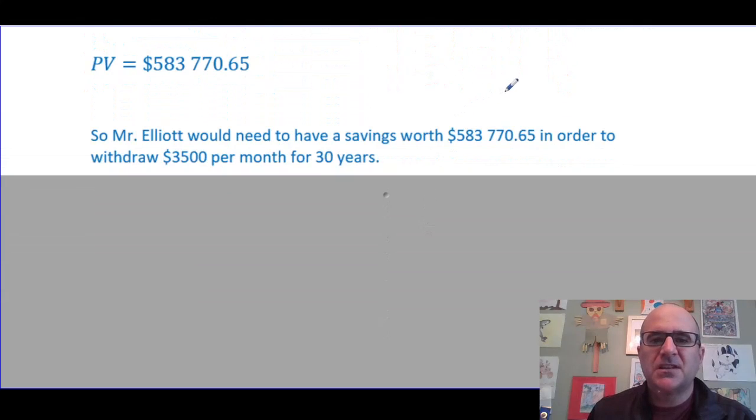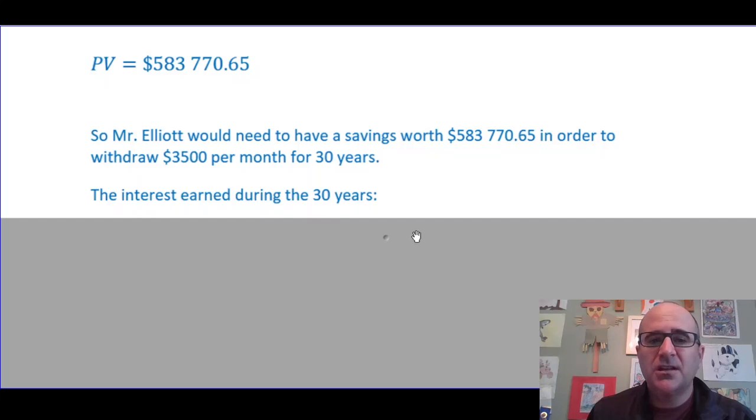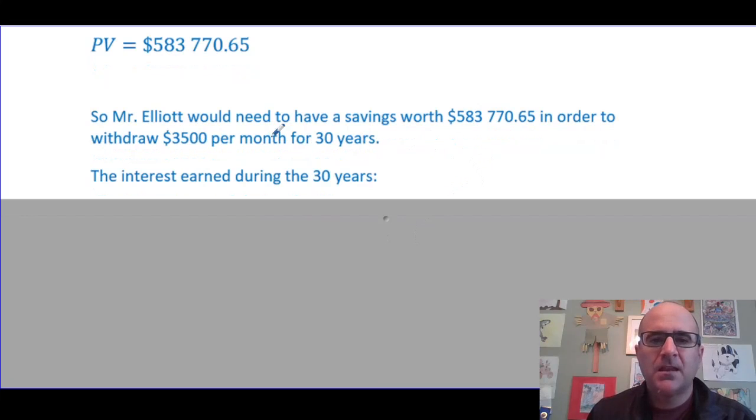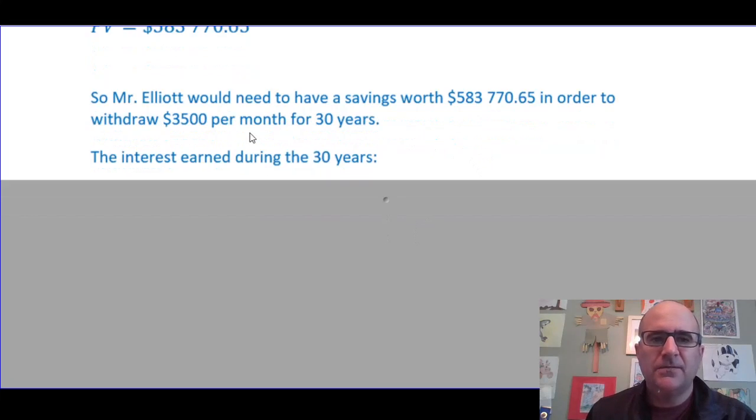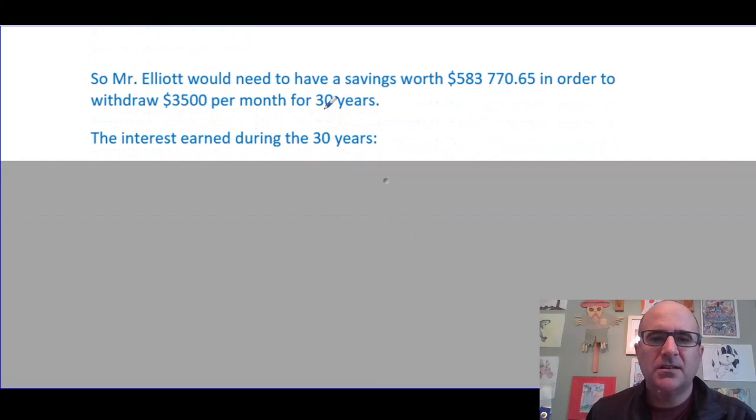It's really important in these examples to actually understand what it is you've just calculated. Mr. Elliott would need to have his savings worth this amount, $583,000, in order to withdraw $3,500 per month for 30 years. So that's the magic number that gives me this. Now, there's a lot of interest earned during these 30 years. So you need to think about being me for a second, collecting this $3,500 per month for 30 years.